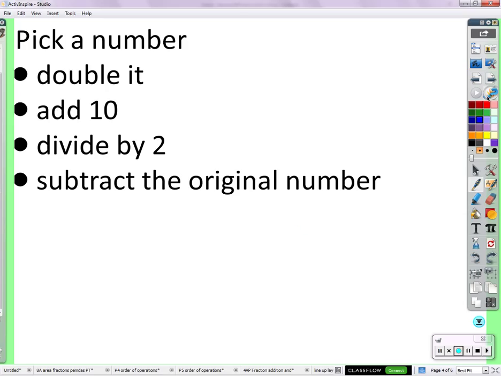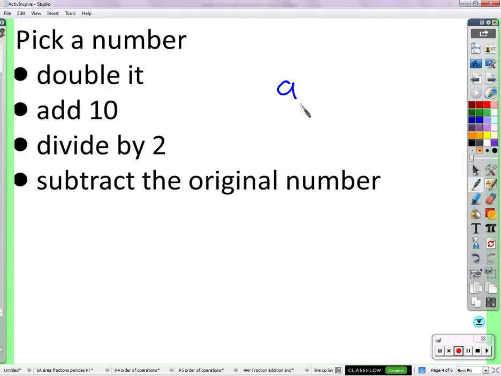So let's start with a letter. What letter should we use? A. It's a tie for A and B. I'll use A because B kind of looks like a 6. We'll use A. Okay, I'm going to use algebra to write this out. So what happens to A to start off with? It's doubled. What mathematically does that mean? Multiply by 2.